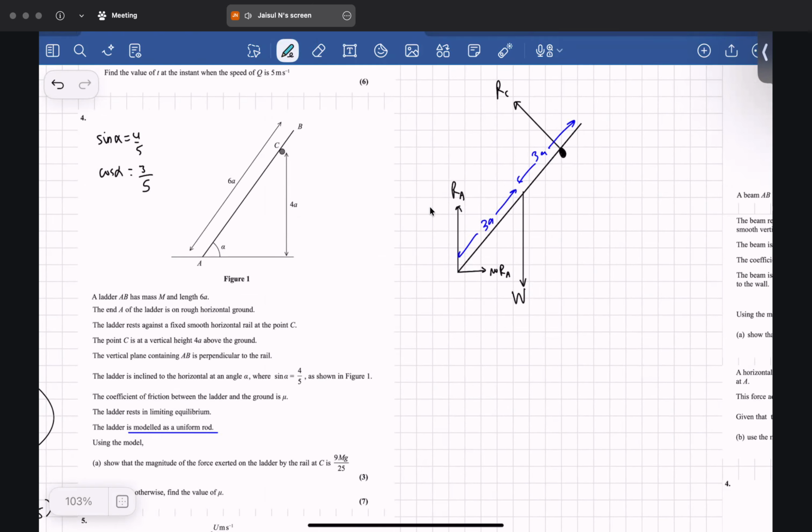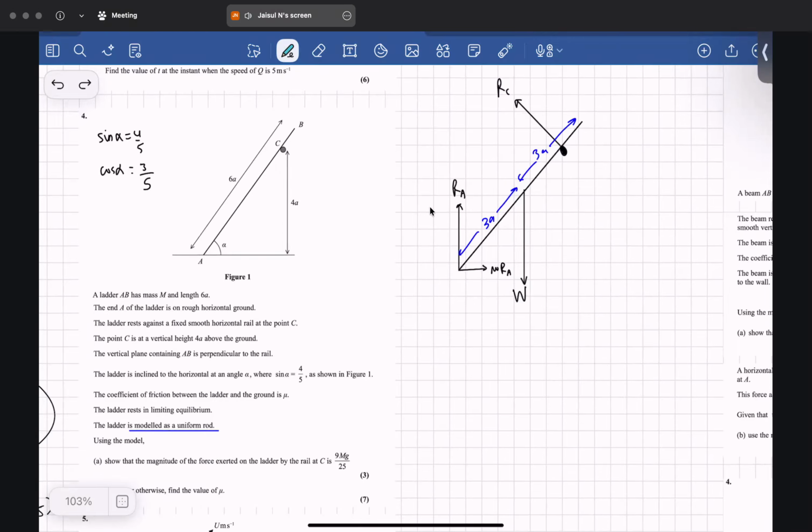Then we need the distance from here to here, right? This was the most challenging part of this question. It wasn't that easy to spot what that distance is. So to work out that distance, we had to use trigonometry. We need this one. We know that the height is 4a. So we know this angle. That's the opposite, that's the h. So sine alpha equals 4a over h. H equals 4a over 4 over 5.